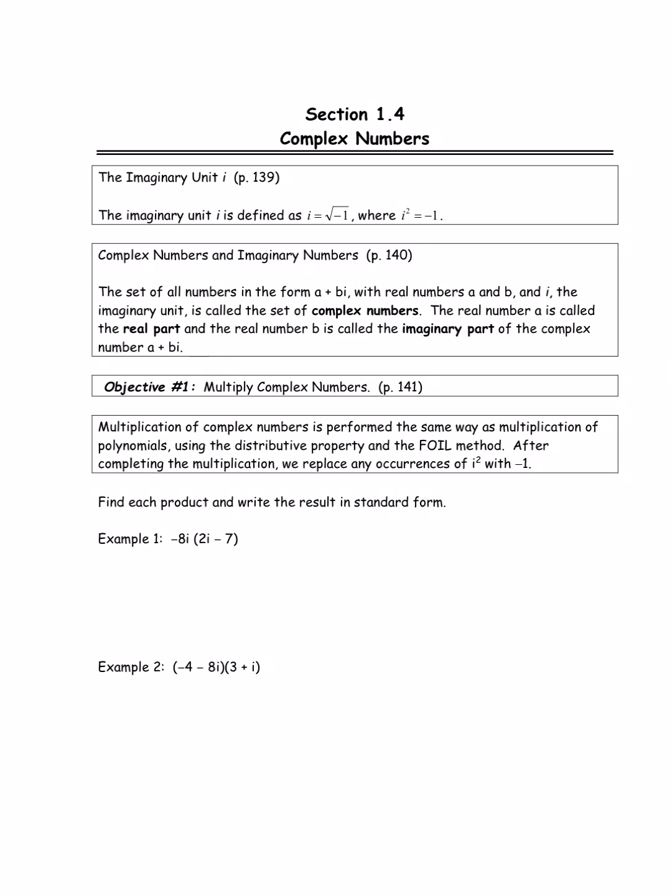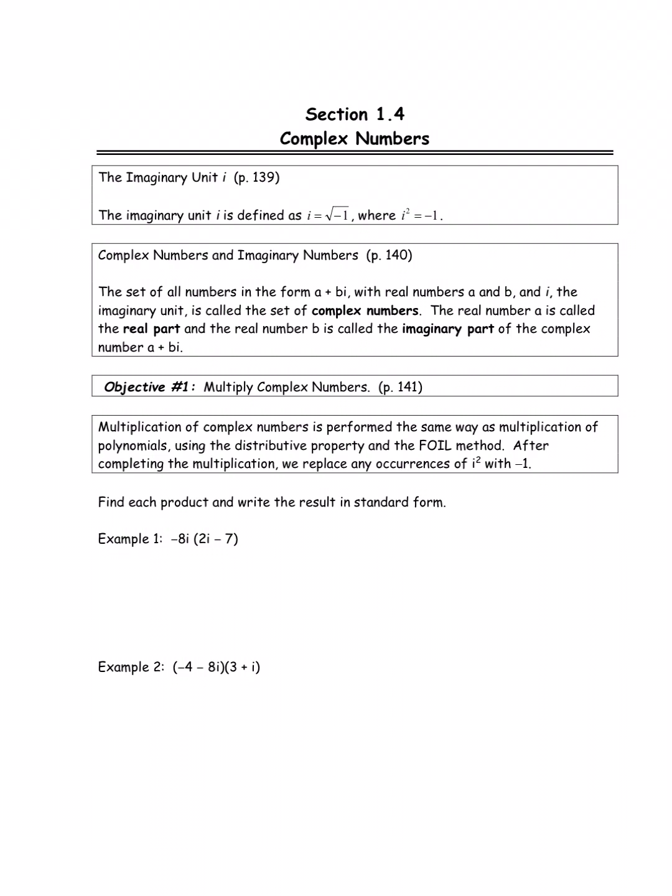Section 1.4, Complex Numbers. The unit i. The imaginary unit i is defined as i equals the square root of -1, where i squared equals -1. So whenever we have a negative inside the radical, we have the imaginary i.